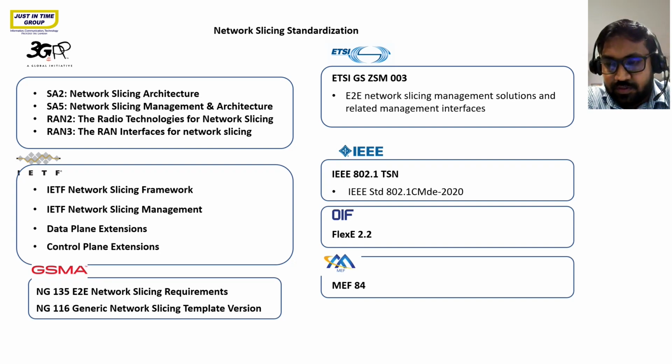They have a couple of documents they have released. One is NG.135, which is about end-to-end network slicing requirements, and NG.116, which is very important in terms of network slice templating and all that stuff. So it's a sort of collaboration between different standard bodies to realize network slicing as a whole. There's also collaboration between different standard organizations on how we can achieve slicing end to end.